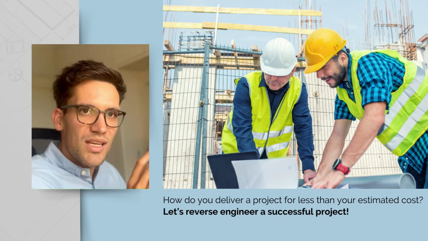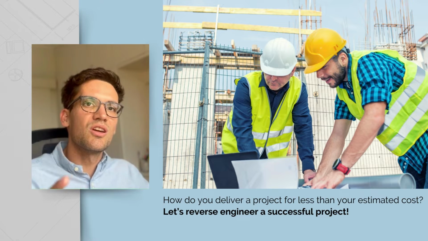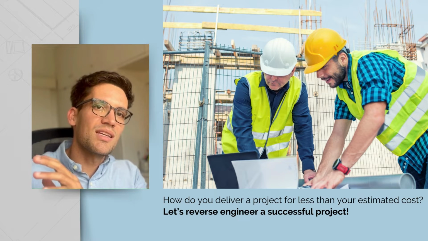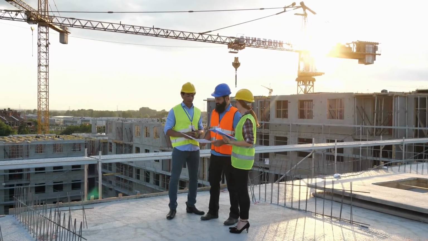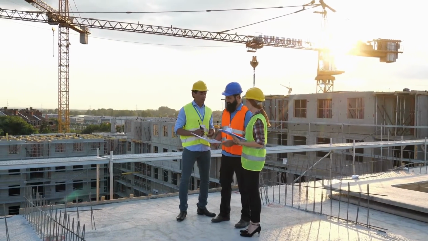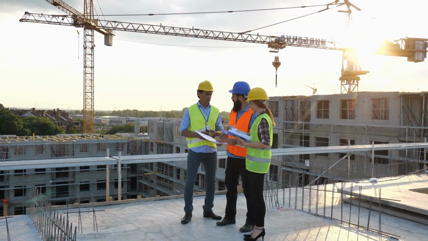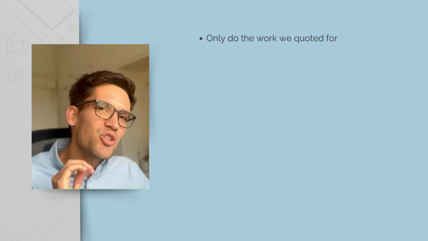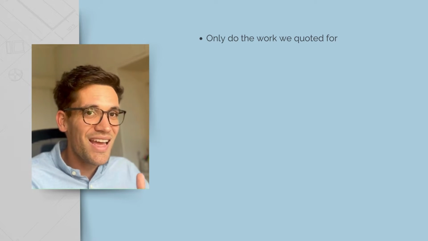We're going to reverse engineer a successful project. And so ask the question, what would a project have to be to make money? So what do we need to do to complete the project scope for less than our cost? Well, let's think about this a couple of different ways. The first is we should only do the work that we quoted to do. Nothing more and nothing less.